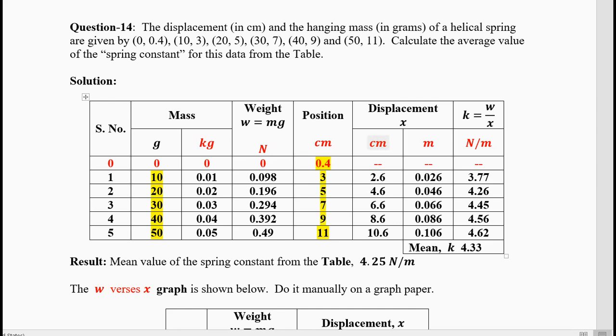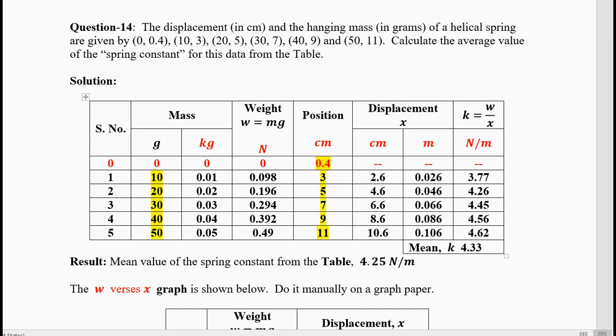Now how much is delta x? Displacement is delta x. Final minus initial. 3 minus 0.4 is 2.6. 5 minus 0.4 is 4.6. 7 minus 0.4 is 6.6. 9 minus 0.4 is 8.6. 11 minus 0.4 is 10.6. Do not use the position directly. You have to use the displacement. Now this displacement is in centimeters. Divide by 100 to get the meters. 2.6 divided by 100 is 0.026.